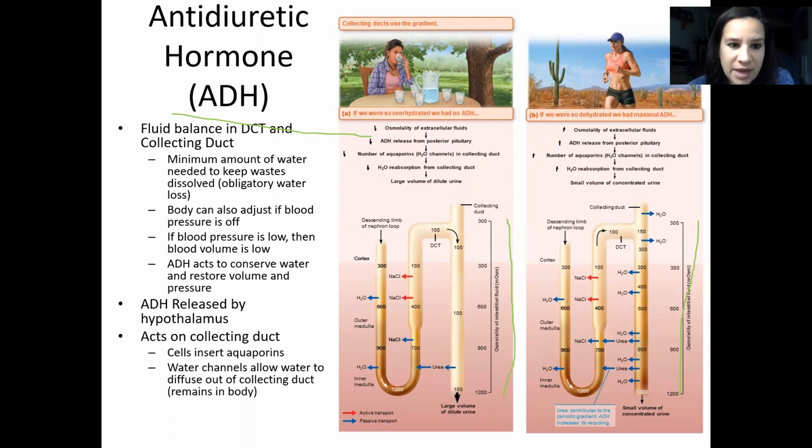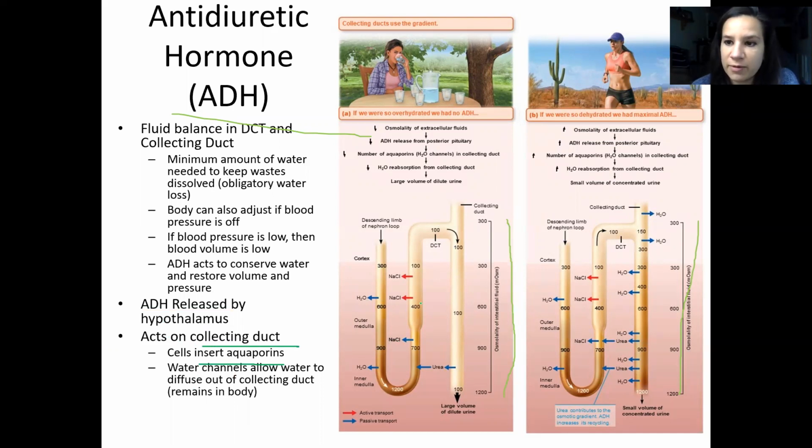Okay, so the mechanism by which this works is antidiuretic hormone that's released by those neurohormones in the hypothalamus that travel down to the posterior pituitary, where they're actually allowed to get incorporated into the blood. They're carried down to the renal tubules. And what's going to happen there is that ADH is going to act on our collecting ducts, and they're going to insert aquaporins.